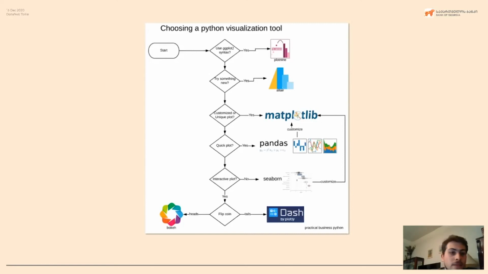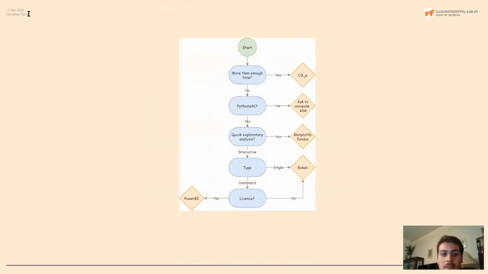And finally, I made a diagram which is a cheat sheet for me personally, and I want to share it with you. Let's see what's happening here. This is my diagram. This is my experience. We start from here, and the first question is, do we have more than enough time?